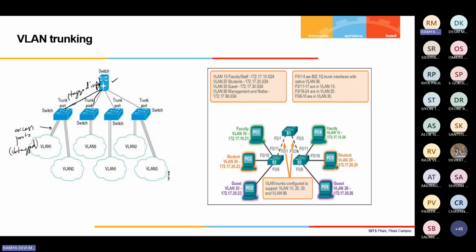So trunk ports carry traffic for multiple VLANs, and all the edge devices will be connected with the help of access ports, and they carry only untagged information. So access ports, untagged information; trunk ports, tagged information. You can even have a native VLAN. Even the native VLAN will have untagged information, even though it is connected through a trunk port. It is an optional one that you have to decide.